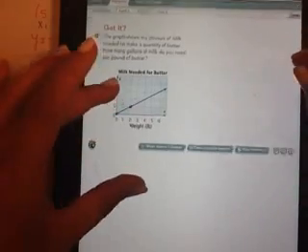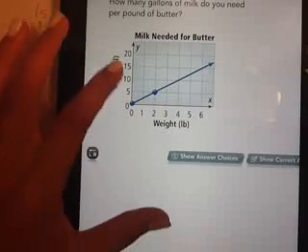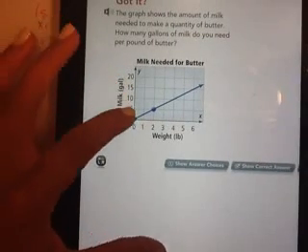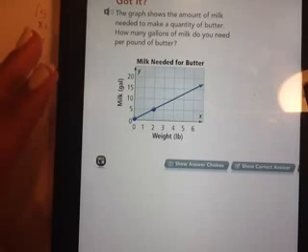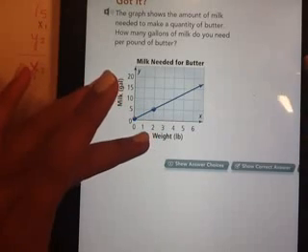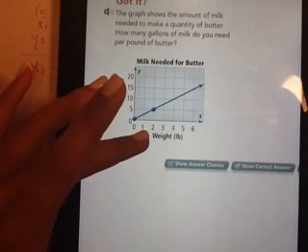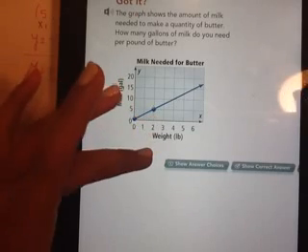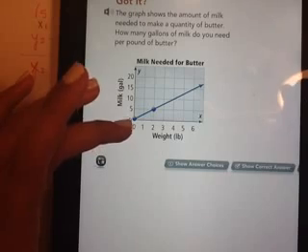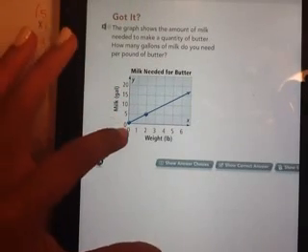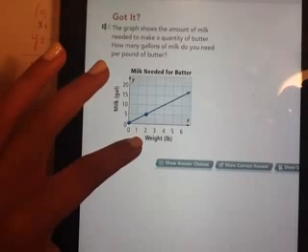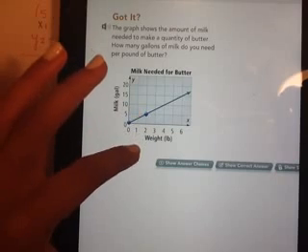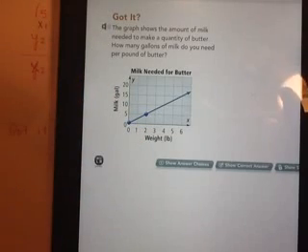Same thing here. It doesn't go directly through. It's wanting to know how many gallons of milk you need per pound of butter. But this line does not directly go through 1 pound. But I do know that this graph goes through the point (5, 2), and if you simplify y over x, which is 5/2, that simplifies to 2.5. So therefore, I know that 1 pound will be 2.5 gallons of milk.